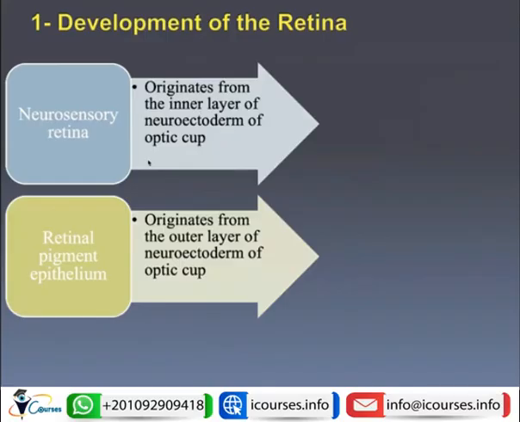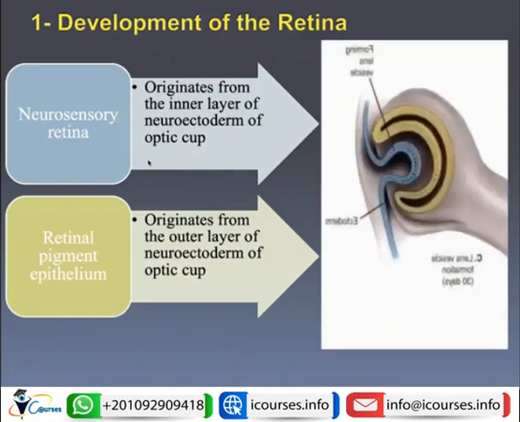The retina is formed, as we know, from an outer layer called the retinal pigment epithelium, and the inner 9 layers, which are collectively called the neurosensory retina. As we saw in the video of the development of the eye, the inner 9 layers of the retina, or the neurosensory retina, develop from the inner layer of the neuroectoderm of the optic cup, while the retinal pigment epithelium develops from the outer layer of neuroectoderm of the developing optic cup.